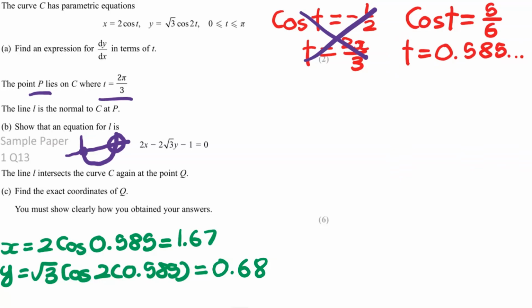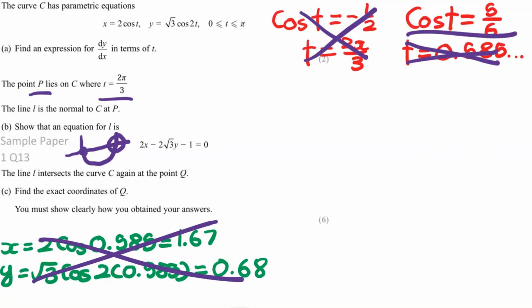Okay, so in order to get the exact values of x and y, what we have to do is not use this t value here that gives these non-exact coordinates. We need to use the fact that cos t is equal to 5 over 6, because this is an exact value. Cos t is equal to 5 over 6. Okay, this is a fraction.